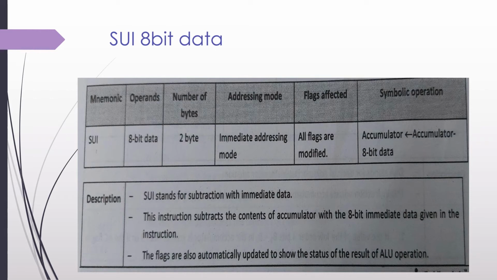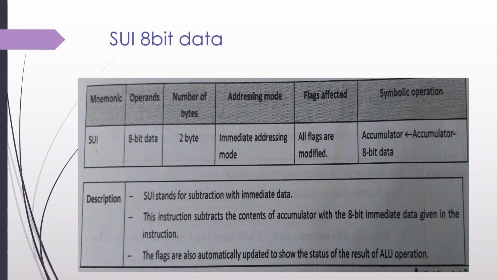Next is SUI 8-bit data. Here you are subtracting the immediate 8-bit data from the accumulator. So accumulator minus 8-bit data, and the result is stored back in the accumulator. Since there is immediate data in the instruction, the instruction comes under immediate addressing mode. And this instruction is two bytes.